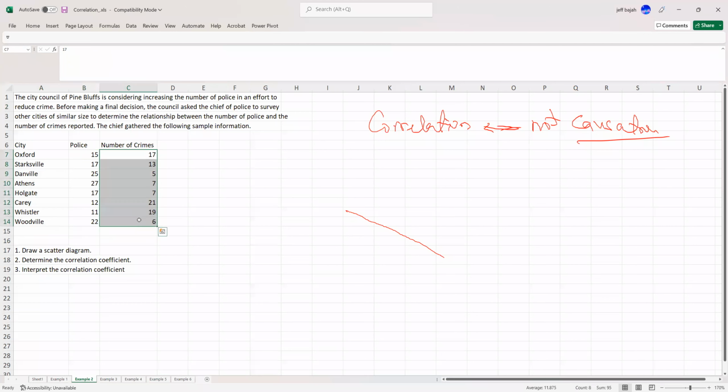And so what they're trying to see is, is there a relationship between police officers and crimes? And if there is, what kind of relationship is there between them? Is it a positive or a negative relationship? So we're told to do the same thing. We're told to draw a scatter plot, determine the correlation coefficient, and interpret the correlation coefficient. So we already know how to do that, right?